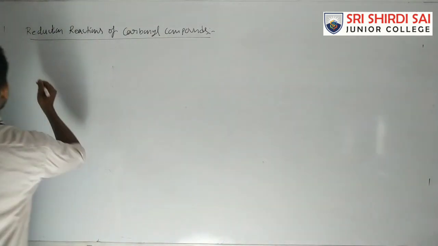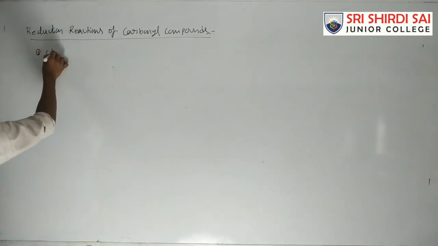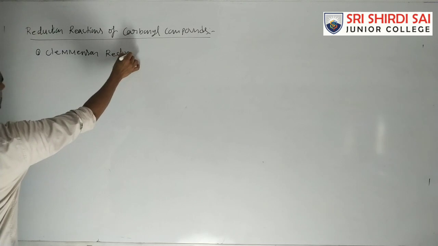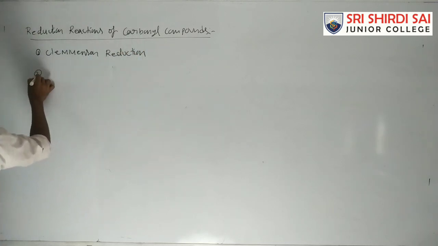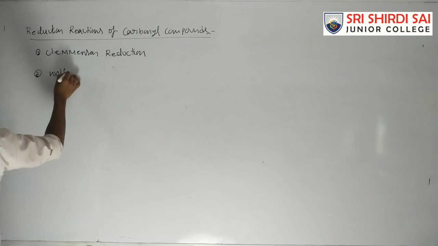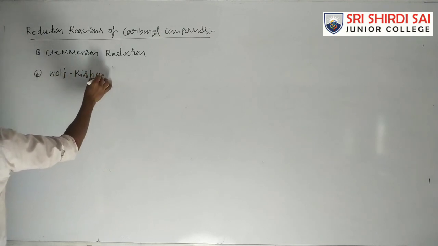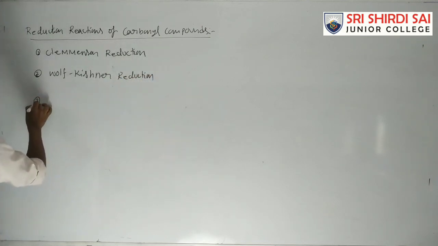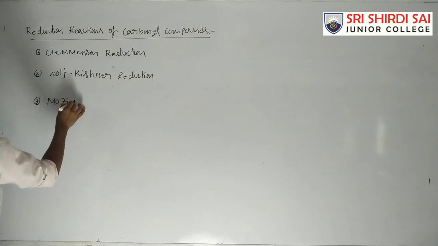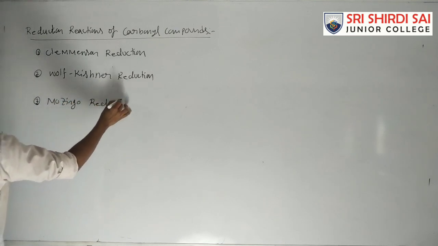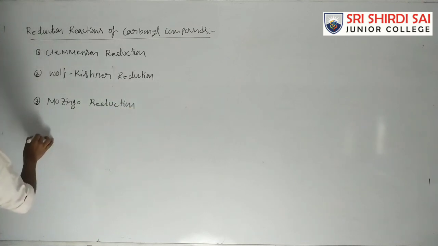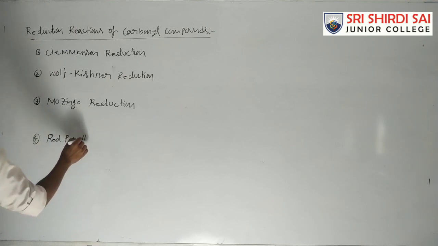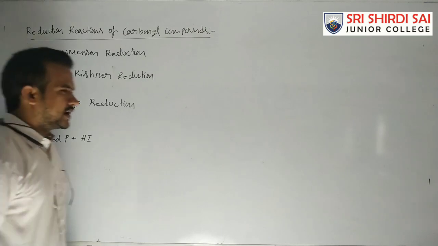Of course, we are also familiar with these reduction reactions, but here they need to be discussed in detail. So here the first one is Clemmensen reduction, and the second one is Wolff-Kishner reduction. The third one is Mozingo reduction, and the fourth one is reduction with HI and red phosphorus.